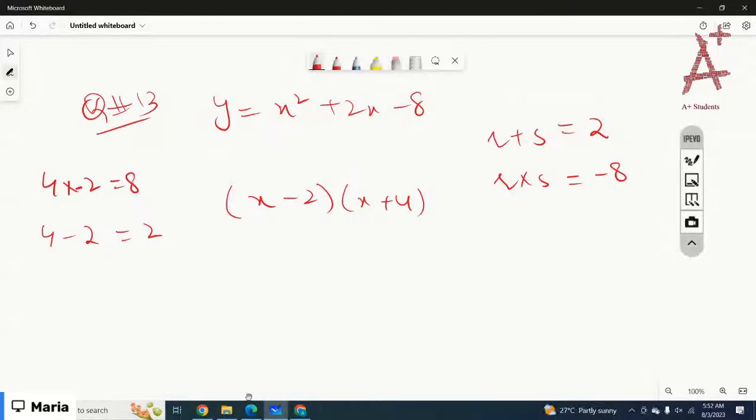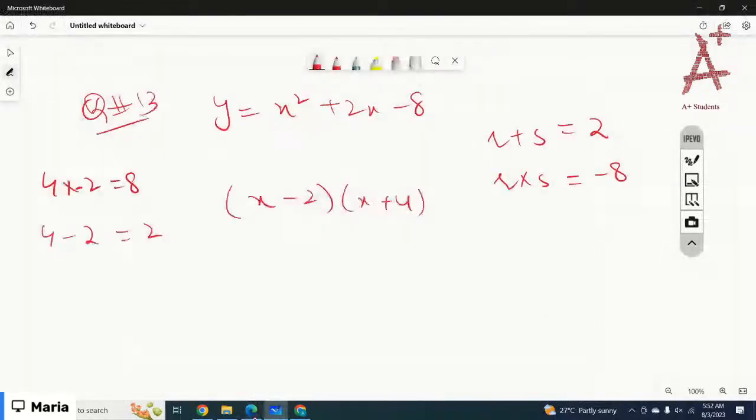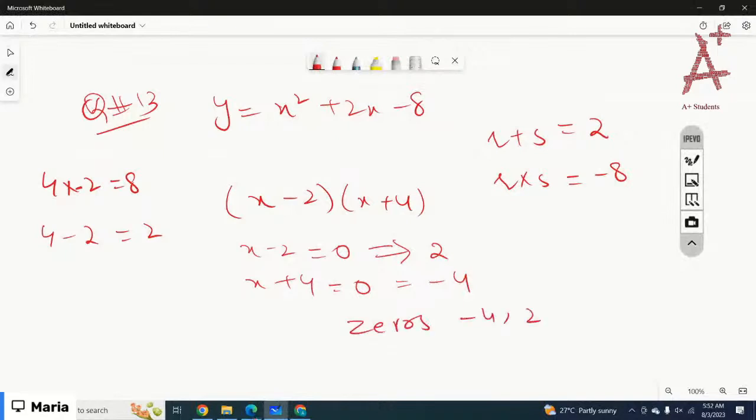Okay, the B part is determine the zeros. For the zeros, x minus 2 equals 0 and x plus 4 equals 0. So here you have 2 and here you have negative 4. So the zeros are negative 4 and 2. Then you have to calculate the vertex from x minus 2 and x plus 4.